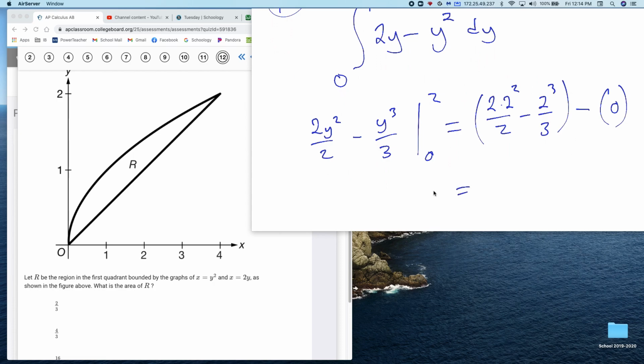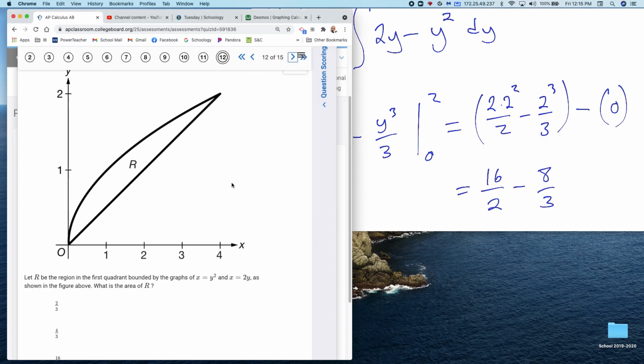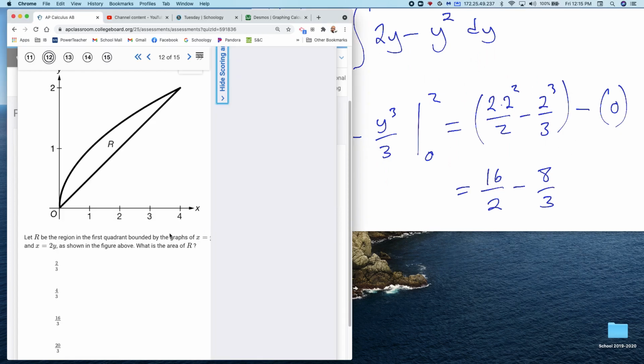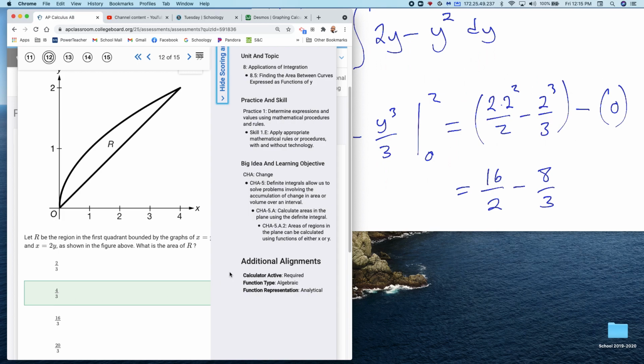But what I have here is 16 divided by 2 minus 8 divided by 3, and then you can finish it from there. If you finish it, you'll get 4 divided by 3. So that's that one.